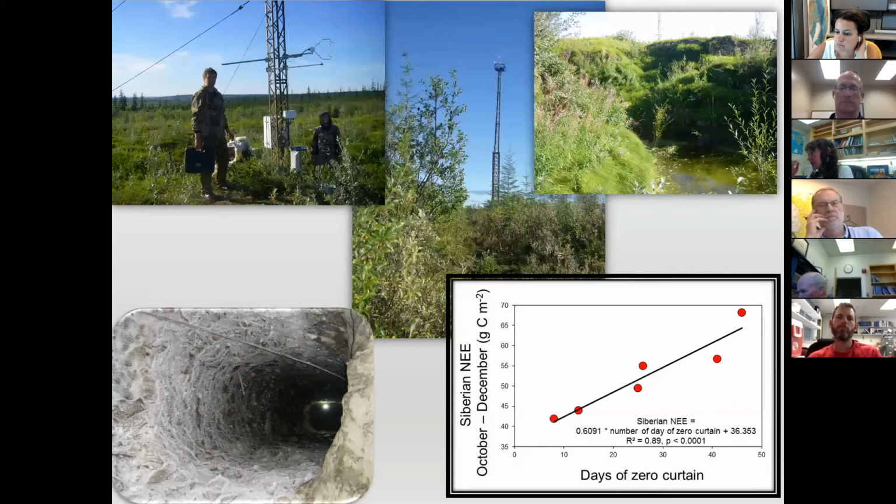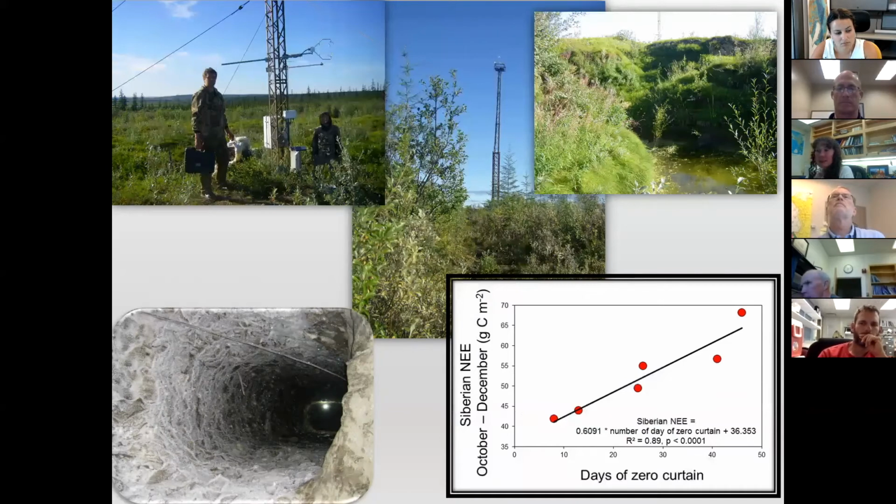And again, we see this relation between warming soils and release of NEE, or release of CO2. And so this graph at the bottom here is based on the ecotonal site. So it's interesting because we do see the same sorts of processes that are occurring at both sites, both in Alaska and Siberia.